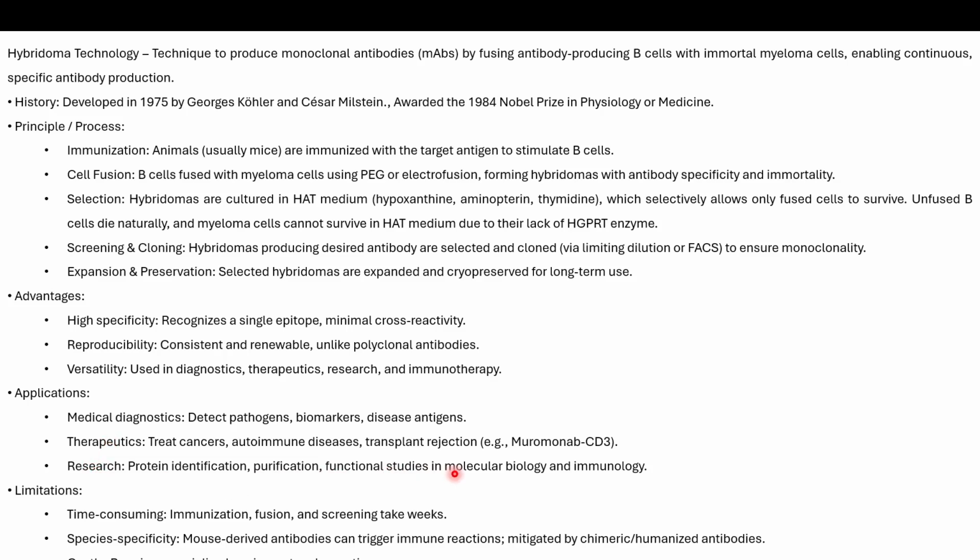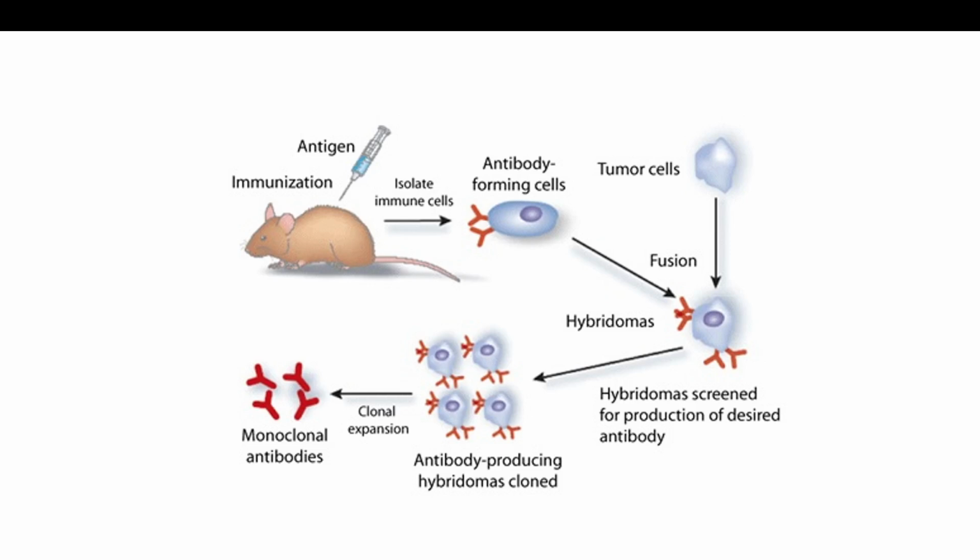And what can be the limitation is that it is time consuming because immunization, fusion, and screening can take much longer. Species specificity: mouse derived antibodies can trigger immune responses, which is mitigated by chimeric or humanized antibodies. And definitely because the overall technology involves a lot of effort as well as resources, these are costly, really costly, and because it requires special equipment and expertise.